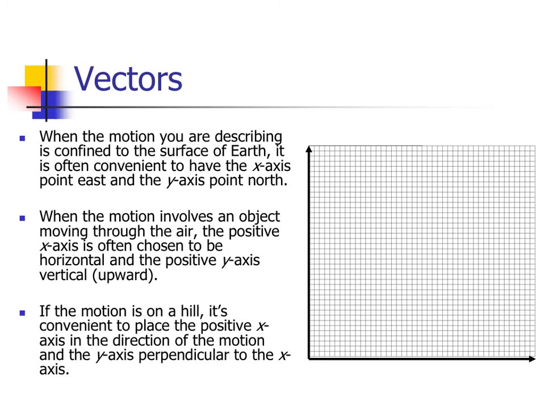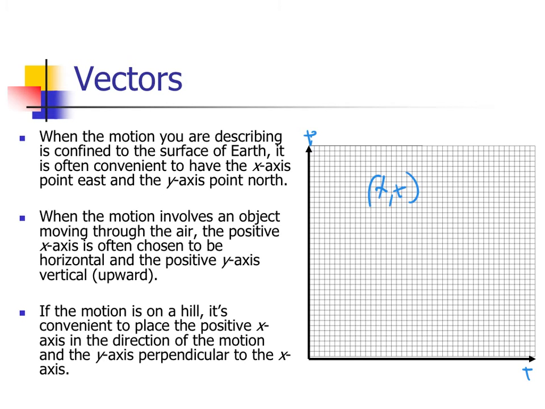So when we have motion, a lot of times we're dealing with it on the surface of the earth, that's one of the things that we can infer. So often it's convenient to have the x and y axes, as we've been talking about a number of times. The y axis usually pointing north, and that would be our positive y axis. Therefore, this would be our positive x axis, that we had talked about in the previous slide as well.